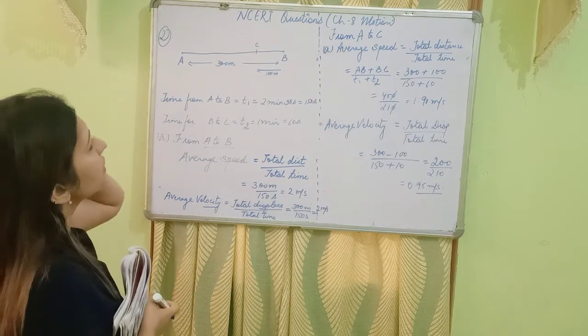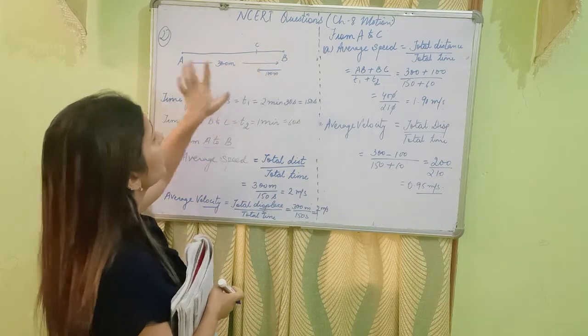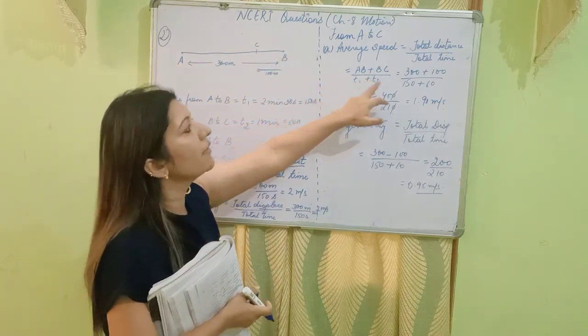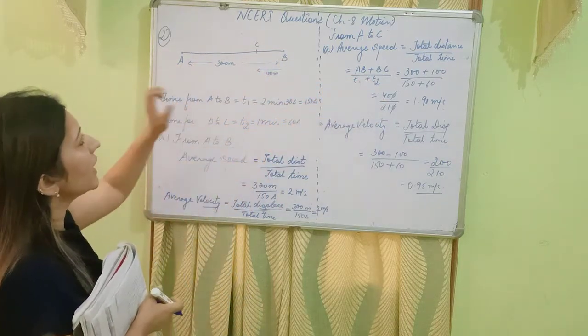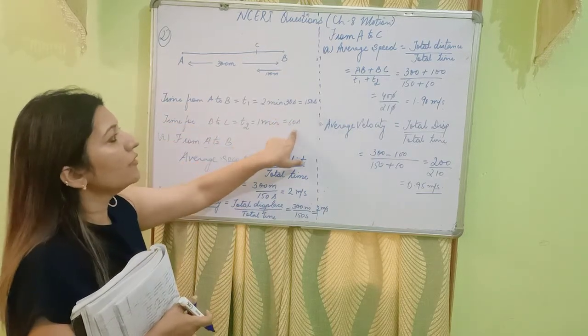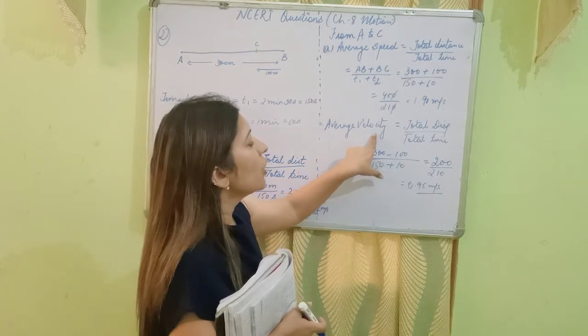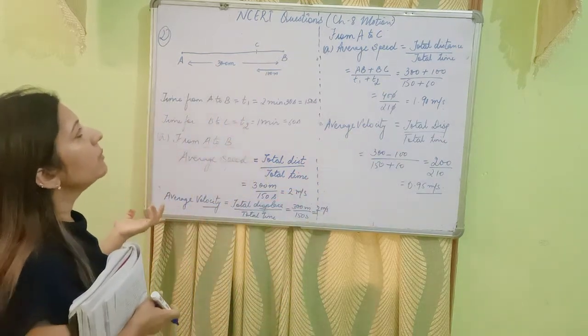From A to C, what is the total distance covered? Total distance will be AB plus BC, that is 300 plus 100. Average speed is total distance divided by total time taken. Total time is 150 plus 60, which is 210. Average velocity is again total displacement by total time.